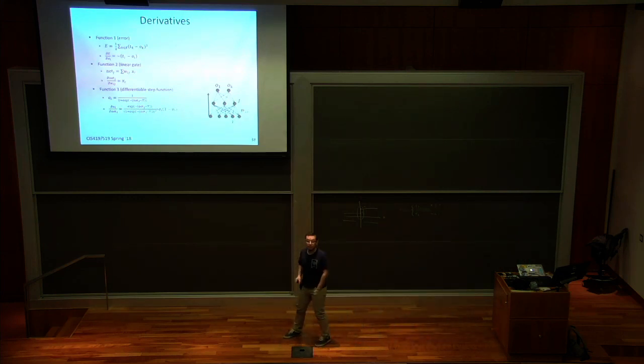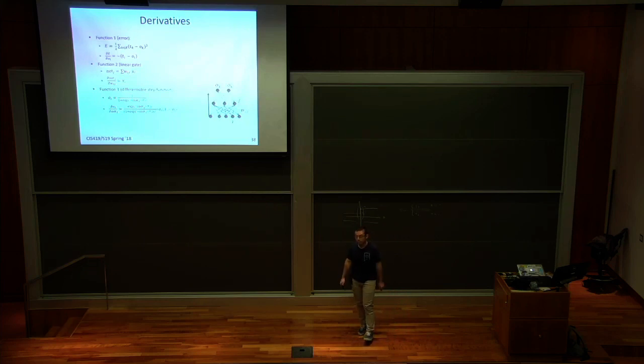Yes? Is t_k here the true value? Oh, t_k, thanks for the reminder. This is the gold output, so that's my desired output. O is what I predict, t is what I desire, what I design my model to have. And their difference is what I want to minimize. And then the k is all the different outputs for each input. Excellent, yes.